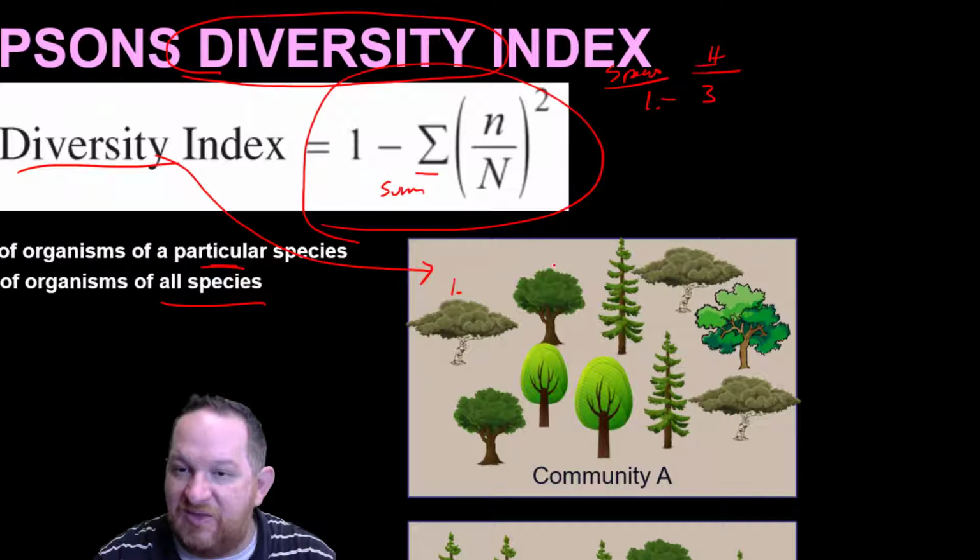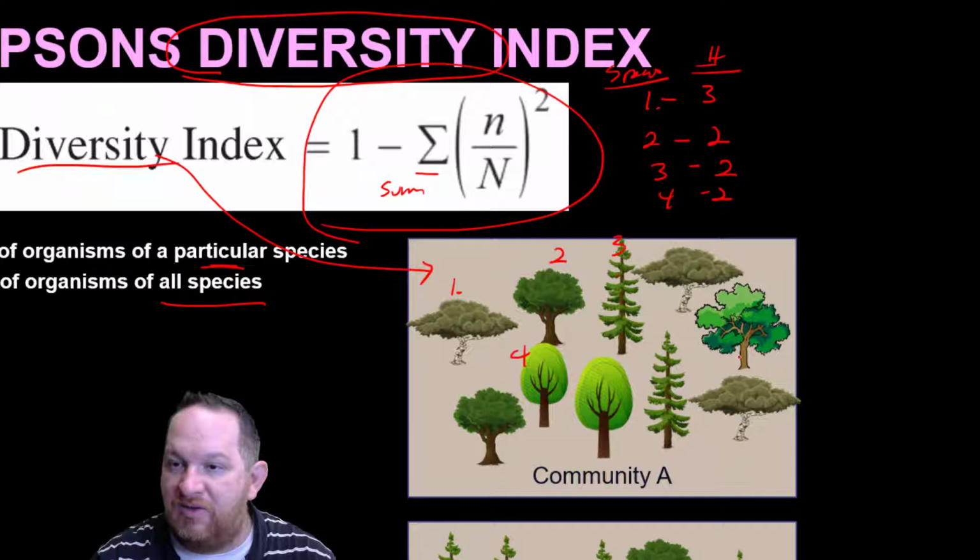Let's say that this right here is species 2. For species 2, I'm counting 1, 2 of them. This will be species 3. I count 1, 2 of those. Species 4 will be this one. I count 2 of them. And then I've got this species here, I guess species 5, and I'm only counting 1 of those. Okay? So we've got 3, 4, 5, 6, 7, 8, 9, 10 total.